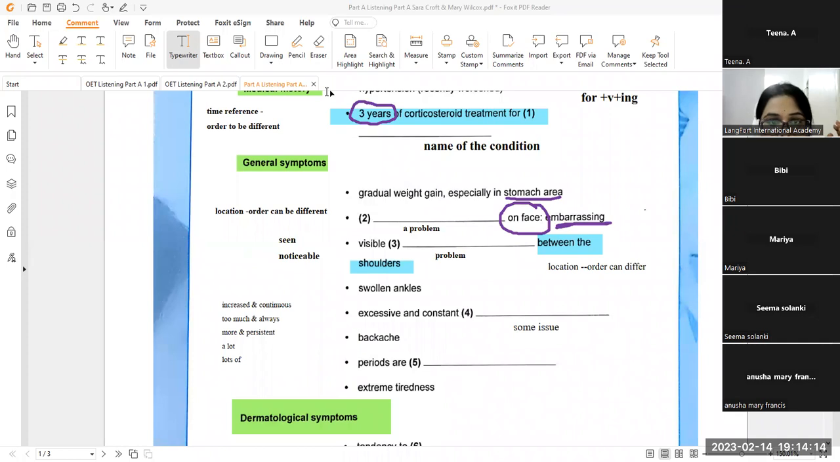Periods are dash. So now we are focusing on the patient's periods. So what do you think they mention about the periods? Flow. How is her period? How is the flow? Is it frequent? Or she has an issue with the bleeding? Is it too much bleeding? Periods, how? So we are going to get how the periods are.